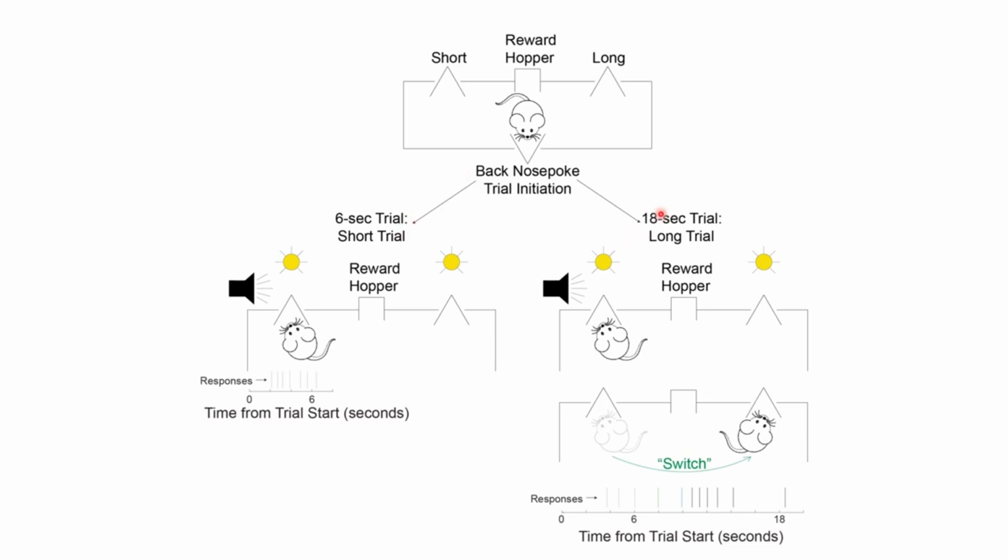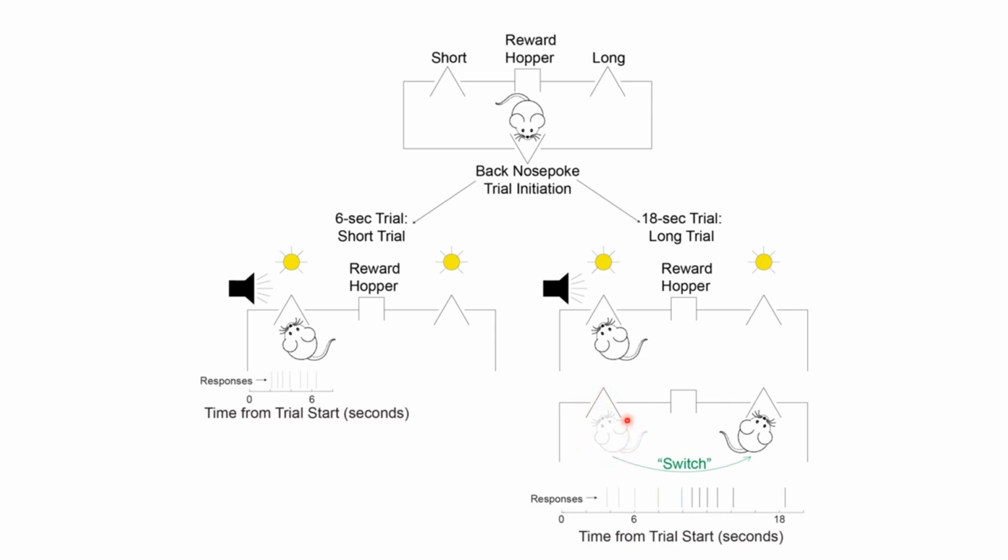How this task works is, following initiation of a trial, mice will either be presented with short or long trials. On short trials, mice will be rewarded following the first response at a nose poke port following 6 seconds. However, in long trials, mice will be rewarded for the first response at the contralateral nose poke port after 18 seconds.